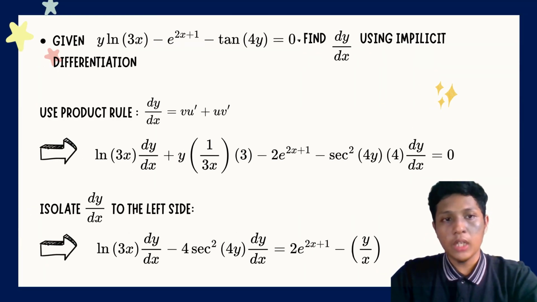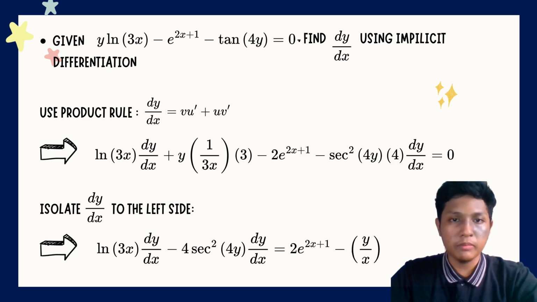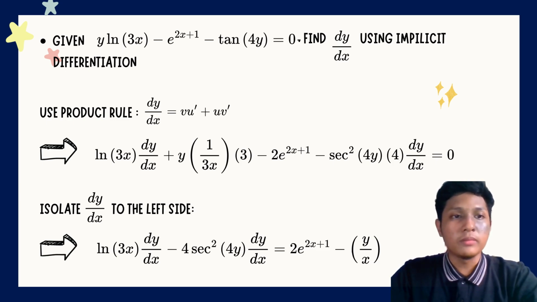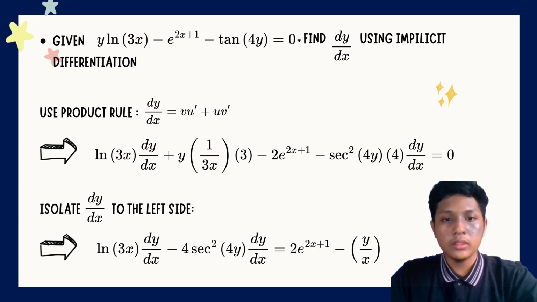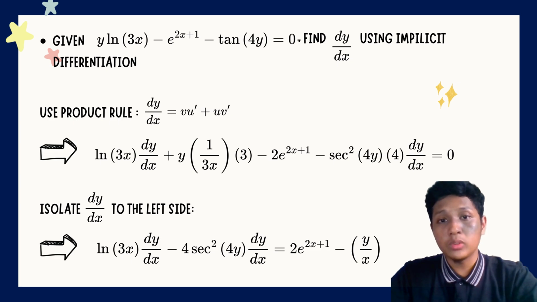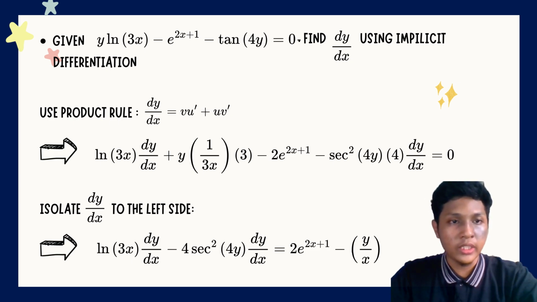For question 3, I was given y ln 3x minus e to the power of 2x plus 1 minus tan 4y equals 0. And from that, I have to find dy/dx using implicit differentiation. Step 1 is to use the product rule. After that, you get the following equation. Step 2 is to isolate dy/dx to the left side. This is to separate the dy/dx to one side. Then you get the equation on the bottom.